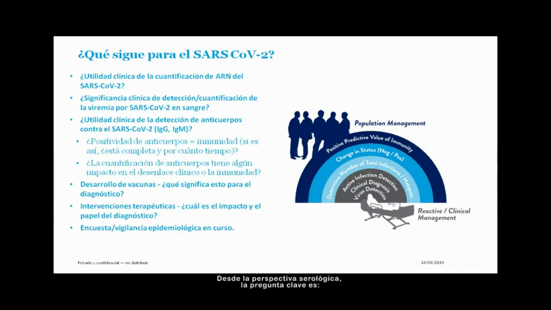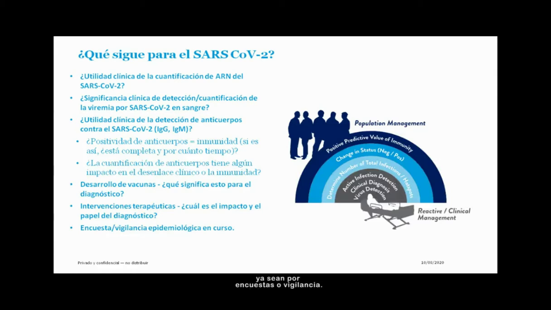From the serology perspective, the key question: does antibody positivity equal immunity? How much antibody is present, does that influence immunity or disease progression, clinical outcomes? When vaccines are developed, I think quantitation could become extremely important if we look at hepatitis and other vaccines, where we need to know if the vaccine has elicited a response that would confer immunity or not. Therapeutic interventions, whether they be monoclonals or other, what impact will that have on the diagnostic tests, and what role will the diagnostic tests play both in the development and the utility of those therapeutic interventions.